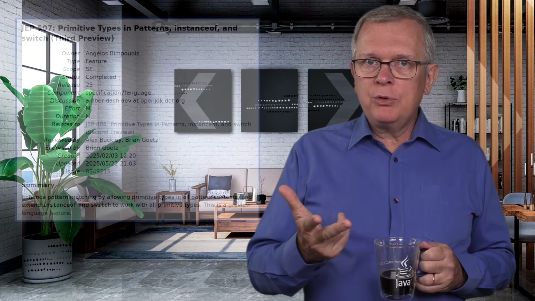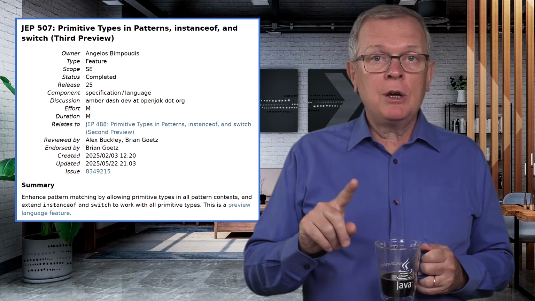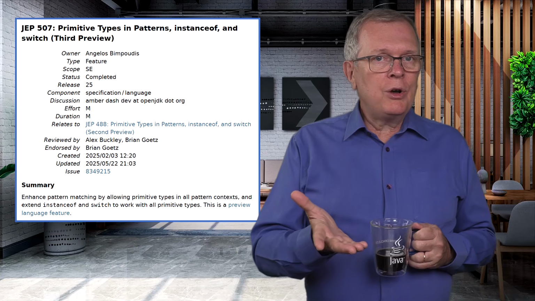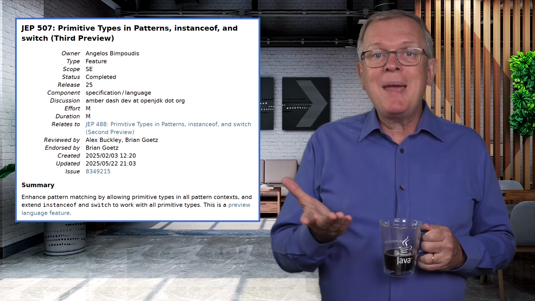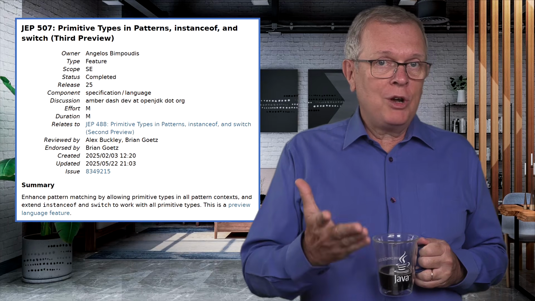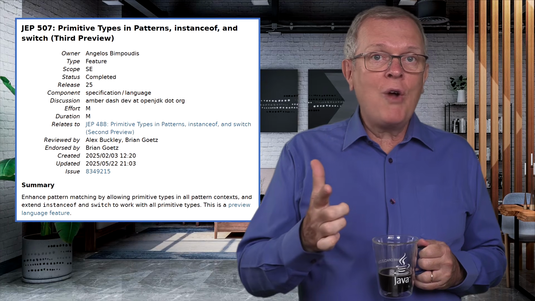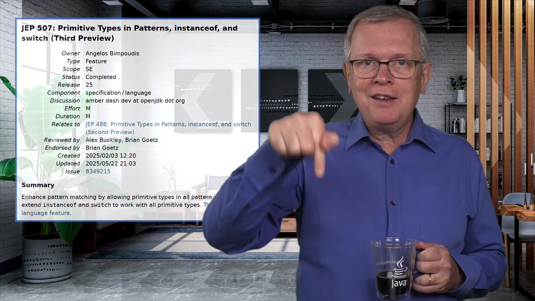With JEP 507, primitive types in patterns, instanceof and switch, it becomes possible. A word of warning though, this JEP is still a preview feature in the JDK 25, so it may change before making it as a final feature. But if you have comments or feedback, it's the right time to bring them to the Amber mailing list. The link is in the description. I would like to shed some light on two examples taken from the JEP itself that I find really interesting.